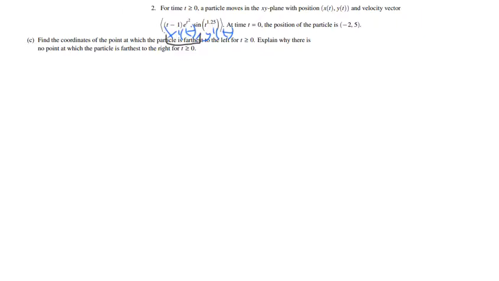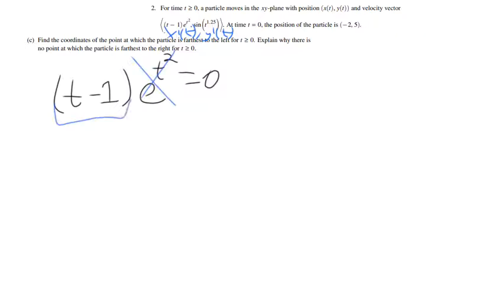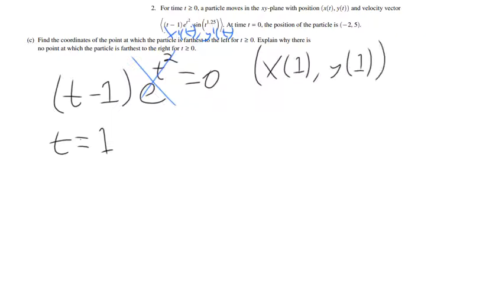Well, we can set x prime of t equal to 0 to find the critical values. So we want to set x prime of t, which is (t minus 1) times e to the t squared, equal to 0. And yes, you can use the calculator for this, but I'm not going to bother because e to the t squared is never 0. So we only need to set this part equal to 0, so I think it's pretty easy to see that the only critical value here is t equals 1. And the point that we care about is therefore going to be x of 1, comma, y of 1. So now we just have to find x of 1 and y of 1.